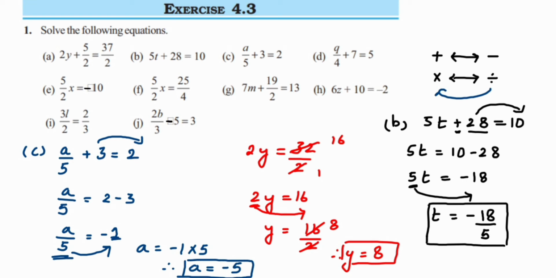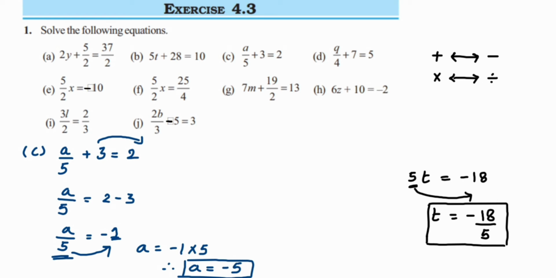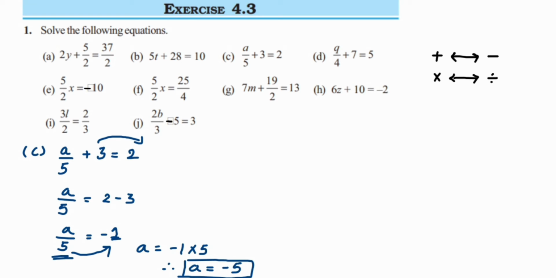Then the next one. So we have here q upon 4 plus 7 is equal to 5. Now this is similar to the third question. So you can pause the video here, you can do it by yourself, and then you can come back and check the answer. Okay, let's start the fourth one, that is D.